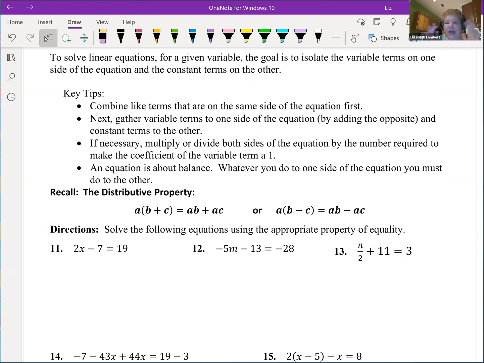So if there's any like terms on one side, combine them. Any like terms on the other side, combine them. Now we look at our equation and we want to get the variables together. And we do this by adding or subtracting the same variable expression from both sides.